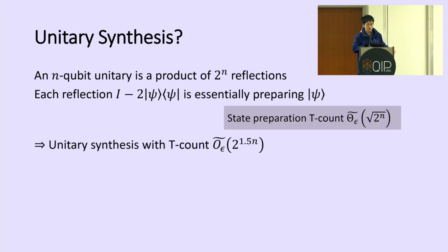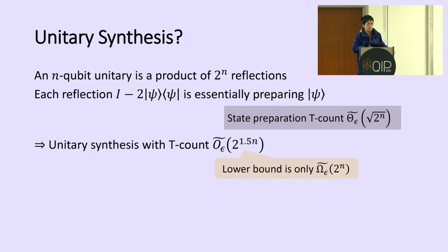And then, because I have told you that the state preparation T count is roughly square root of 2 to the n, and here I'm even ignoring the dependence on epsilon and lower-order terms in n, plugging this result into the decomposition of reflection unitaries gives you this bound. So for any arbitrary n-qubit unitary, you can prepare it with T gates roughly 2 to the 1.5 n. This is because you have 2 to the n many reflections, and each one needs square root of 2 to the n. So in total, it's 2 to the 1.5 n.